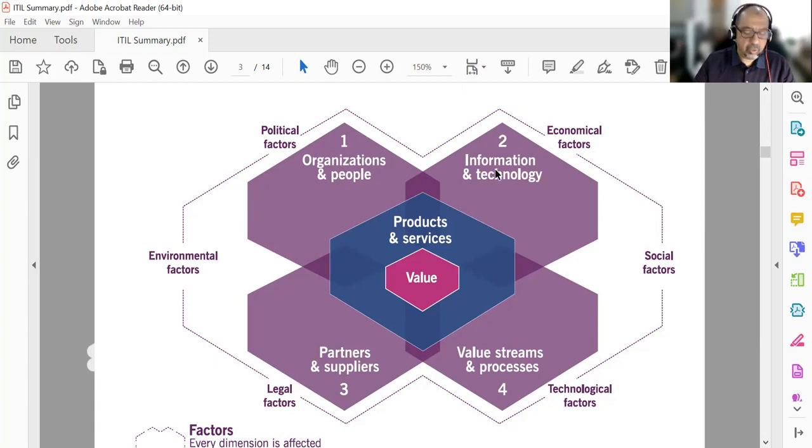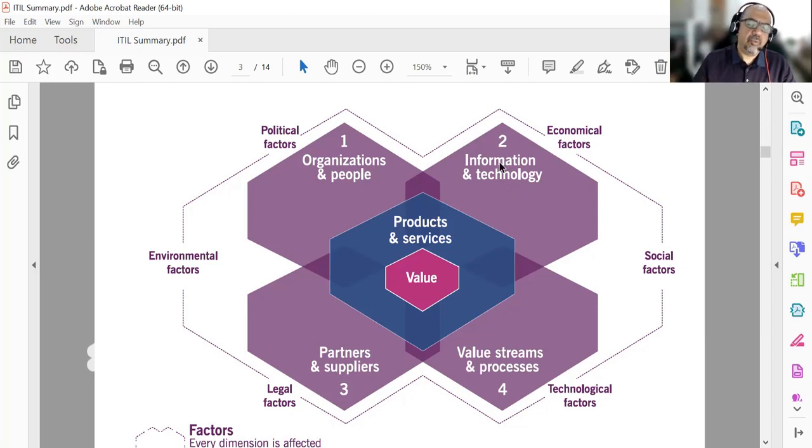Second dimension, which is information and technology. It is not information technology, it's information and technology. Information technology is the team, the department that manages the IT resources within the organization. But information here means any information created by any stakeholder across the enterprise, and what technology they are using to create and manage this information.